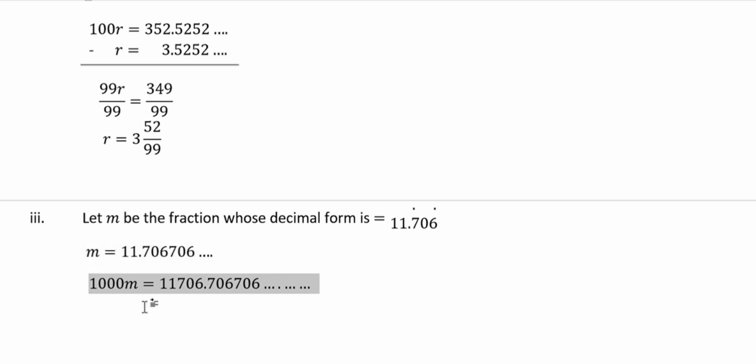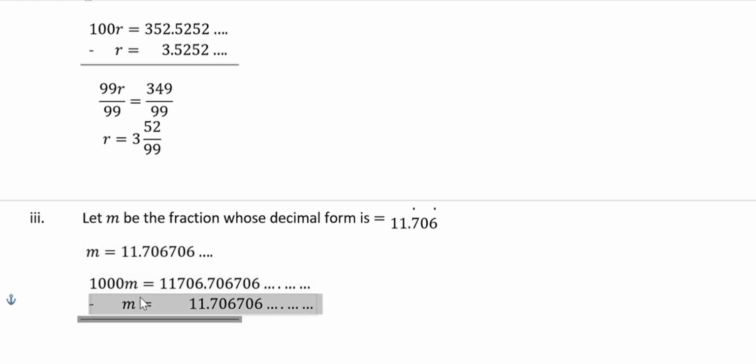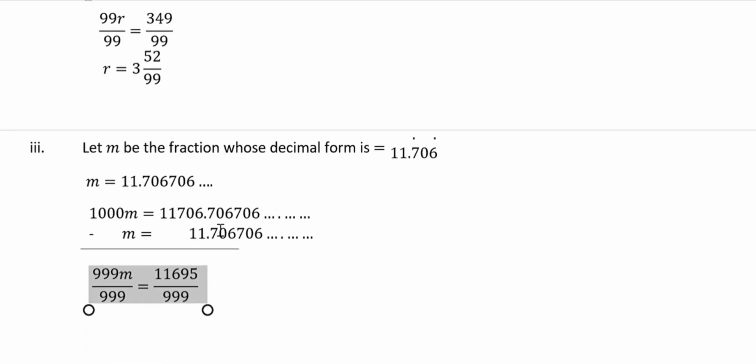Subtract the initial decimal and fraction, which is M is equal to 11.706706. Subtract it from here. If you do that, you will get 999 M is equal to, when you subtract these ones will cancel, and then 11,706 minus 11 will give you 11,695. Then to get M, divide both sides by 999, and that will give you M being equal to 11 and 706 over 999. So that is the fraction whose decimal form is 11.706 recurring.